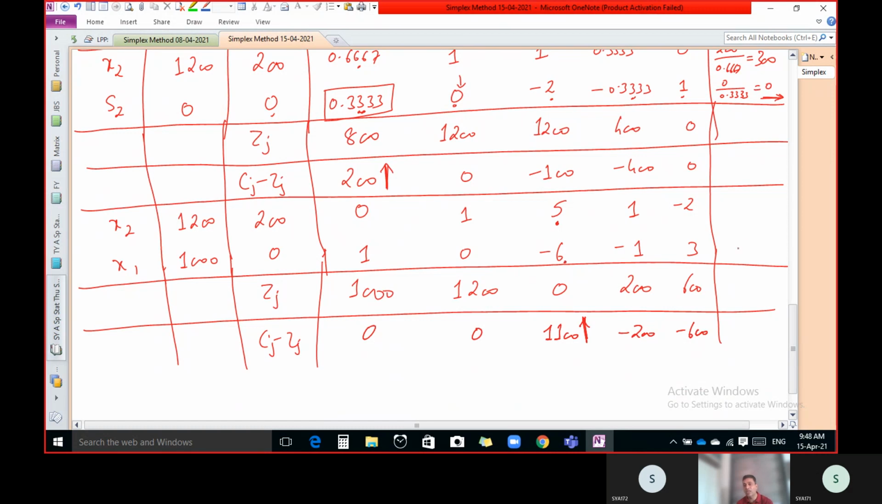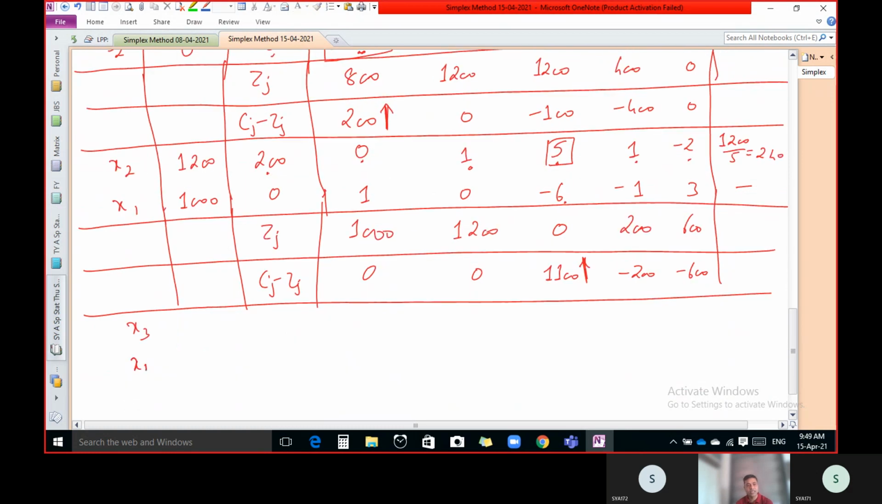But this value is negative, so don't take the ratio. But this is positive, so take the ratio with what? This 1200. So 1200 divided by 5, we get 240. So this is the only positive value. So this becomes our key row, and this becomes our key element, and this variable will leave the basis, and which one will enter? X3 will enter into the basis in the next table, in place of X2, and this X1 remains as it is, and we get the next table.